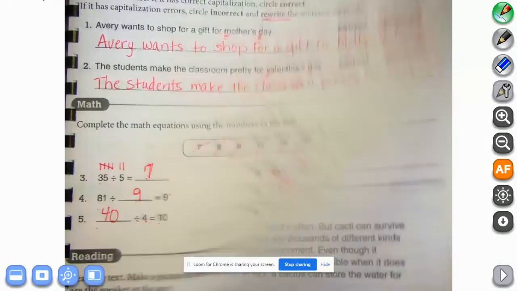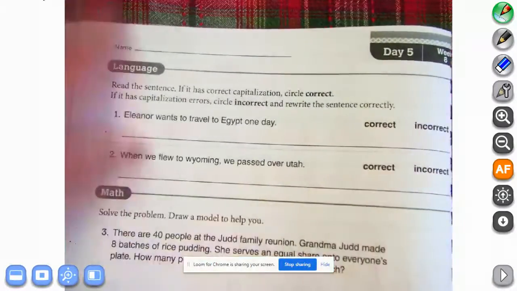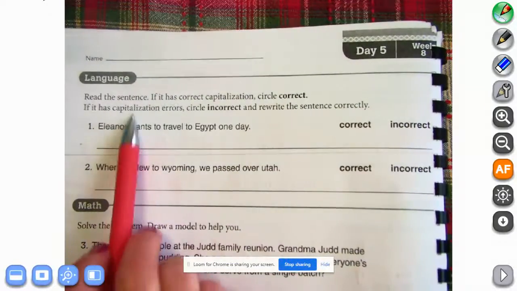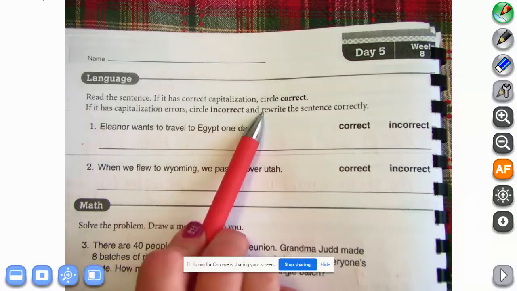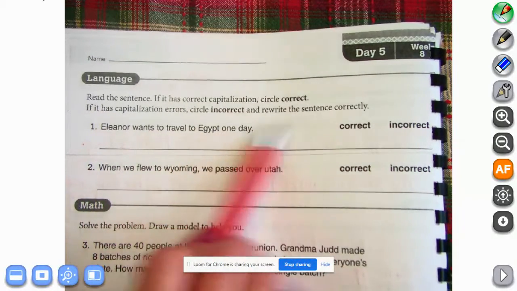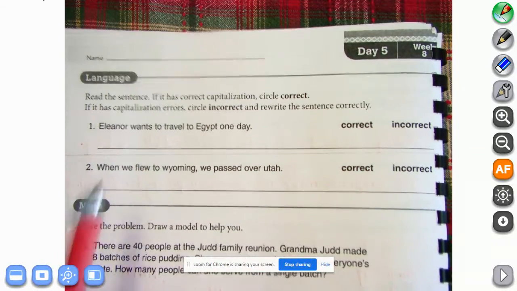And then we're going to turn to the work you're going to work on today, which is page 50. So if you'll please turn to page 50. Okay. On the top, it says, read the sentence. If it has correct capitalization, circle correct. If it has capitalization errors, circle incorrect, and rewrite the sentences correctly. So just the same thing as we did yesterday.